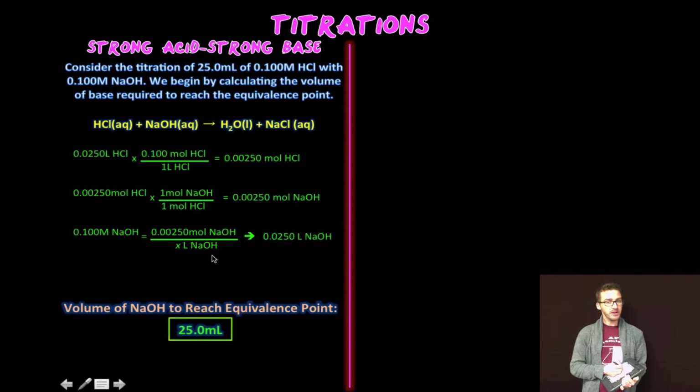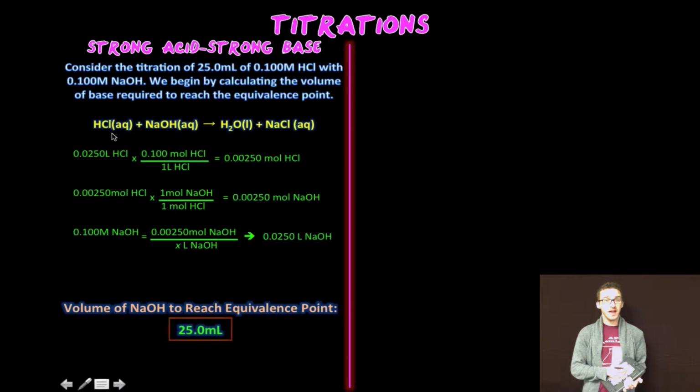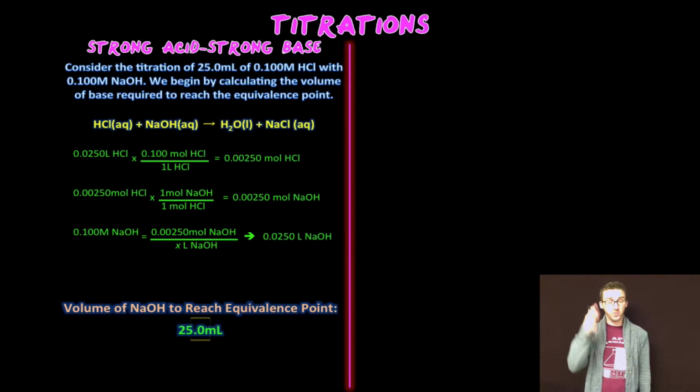And because we're working with a 0.1 molar sodium hydroxide solution, and we need 0.00250 moles of that sodium hydroxide, using our molarity equation, we can determine that we need 0.0250 liters of sodium hydroxide, or 25 mils of sodium hydroxide. Now that makes sense because our concentration of our acid and our base are each 0.1 molar, and the ratio between our acid and our base is 1:1. Alright, so let's keep that information in the back of our mind as we work through the steps to determine the pH throughout our titration.